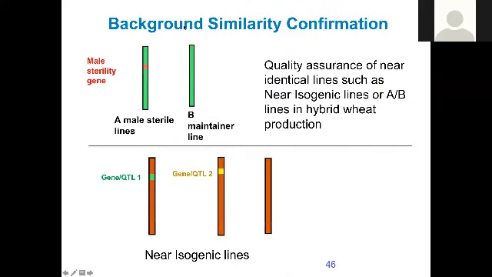Another aspect is background similarity, which is about QA, quality assurance. For example, if you have a male sterile line and a maintainer, then you may have only one gene difference, maybe a few more. So we want to make sure that B is the maintainer for A and has more or less the same background. The same goes for near isogenic lines, right? So that type of confirmation may be helpful.